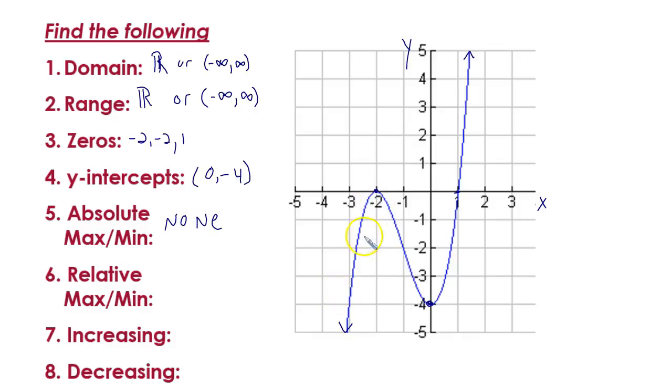But in this graph, there is a change in direction of increasing to decreasing, which is like a hilltop, which is a relative max. And there is a valley down here, which would be a relative minimum. So let's list those out here. The max would be the coordinate -2, 0. And the minimum would be the coordinate 0, -4.